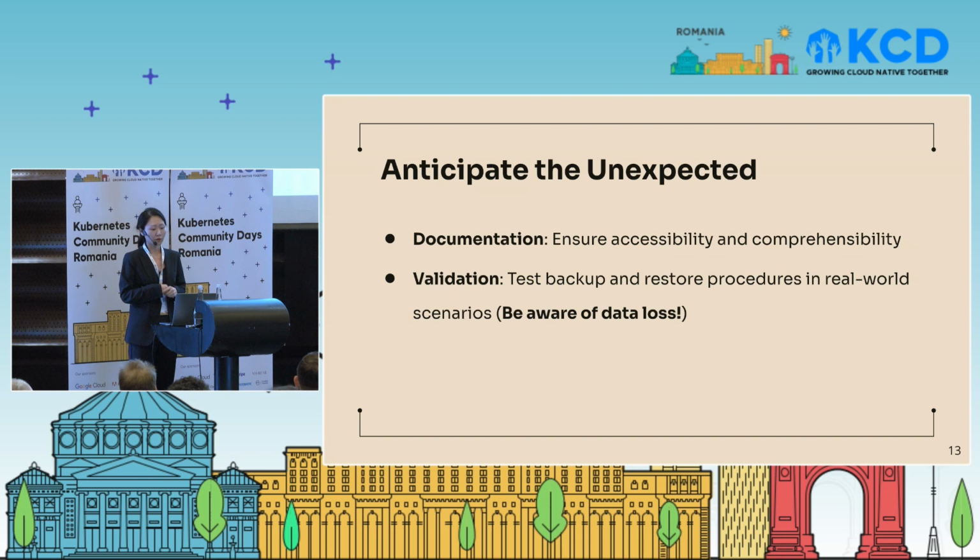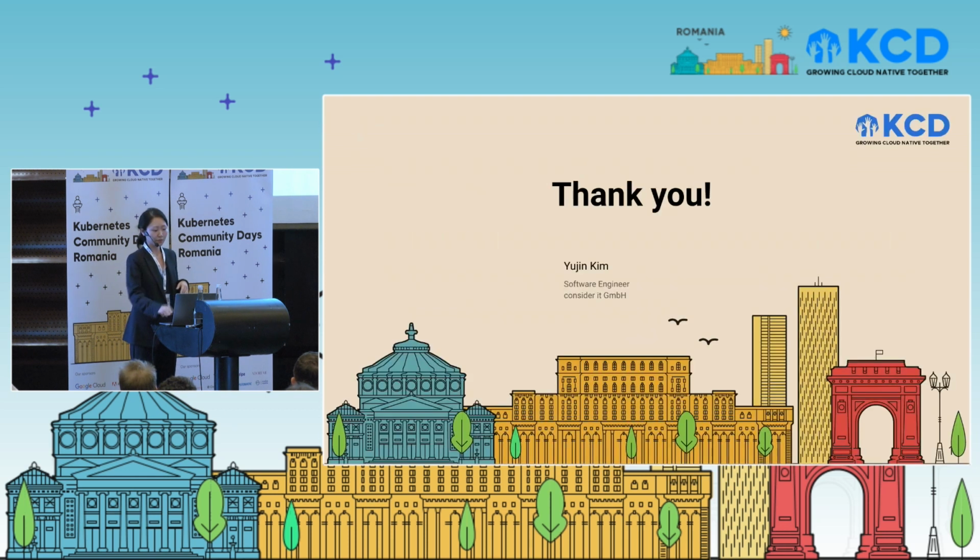Secondly, prepare for unforeseen events like failures, human errors, or security breaches. For that, write clear documentation and share it with your colleagues. Furthermore, test backup and restore procedures beforehand. If something goes wrong, you could lose the data, right? So this would help the team build experience and confidence.